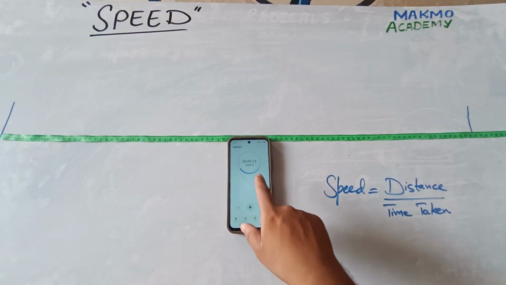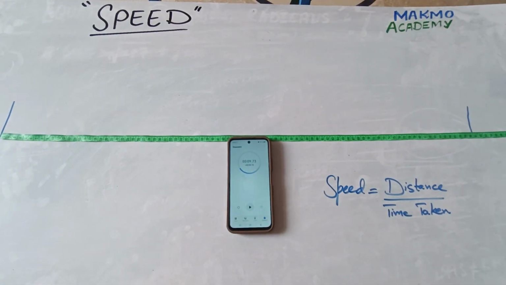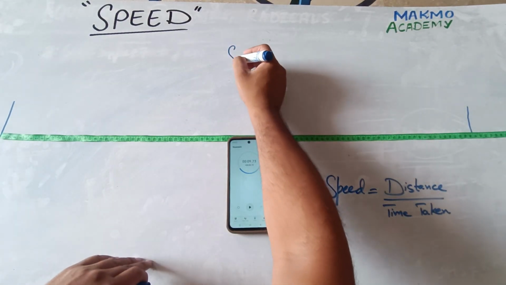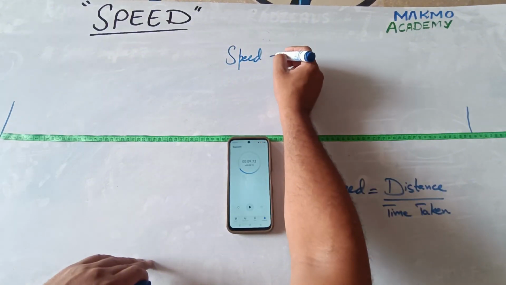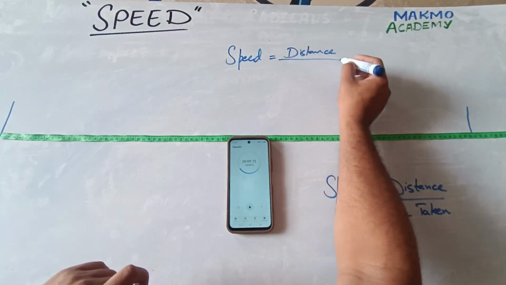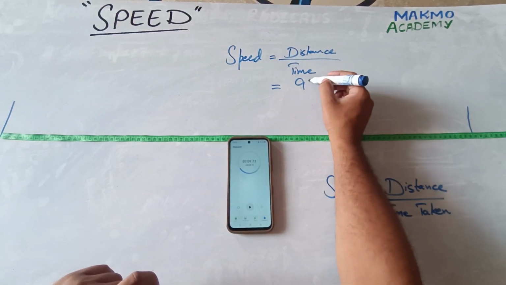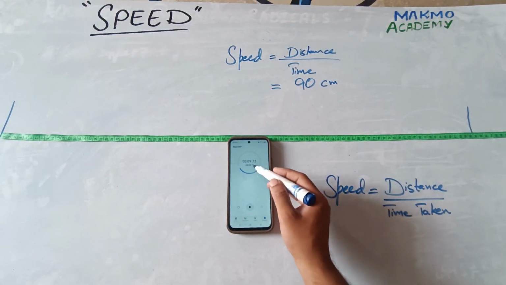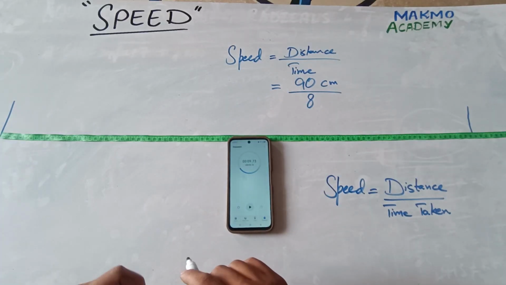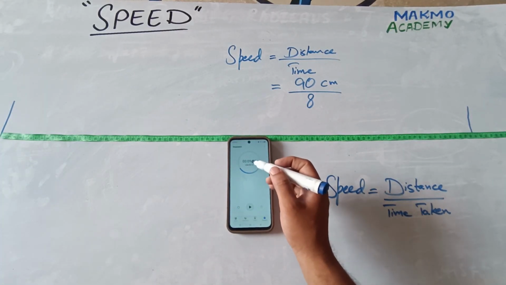So as you can see that the train has covered 90 centimeter distance. So let's find out the speed of the train. So speed is equal to distance divided by time. So the train has covered 90 centimeter distance in 7.9 seconds. So let's round it off to 8 seconds.